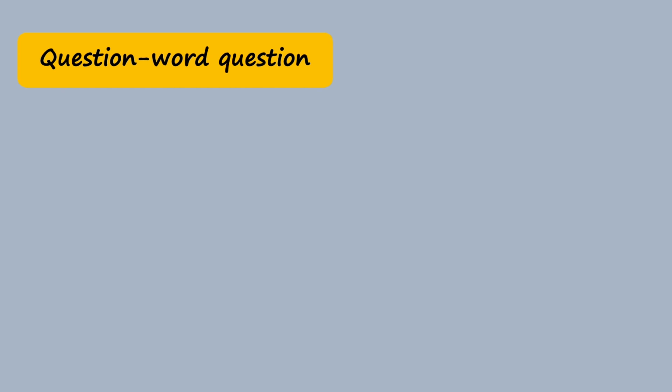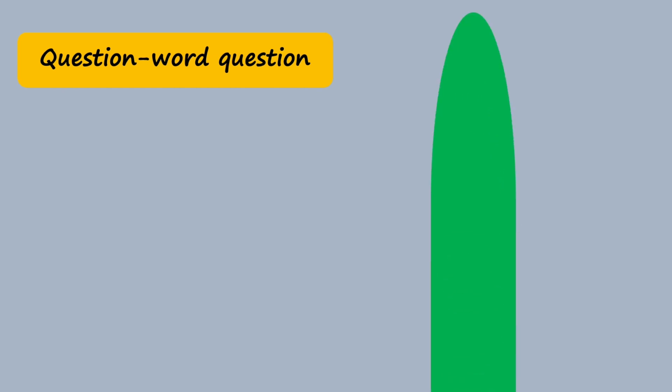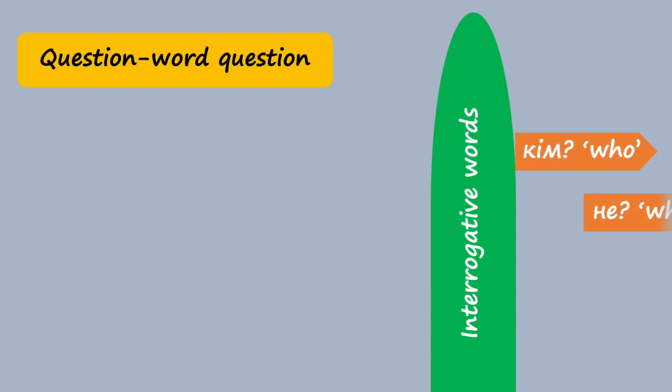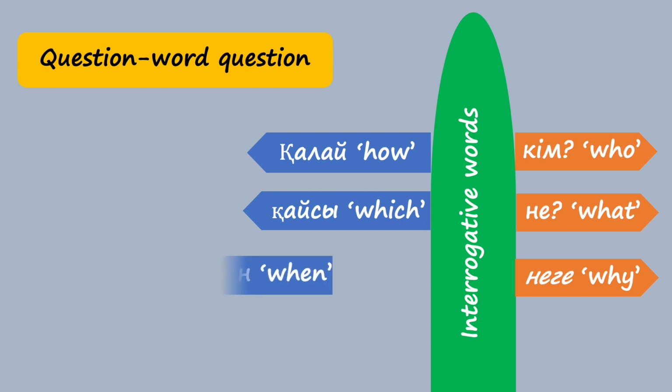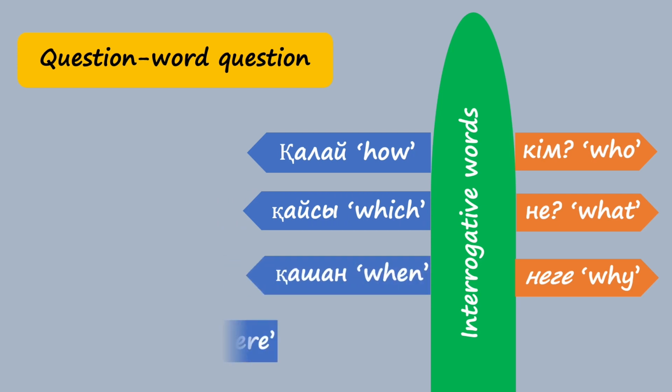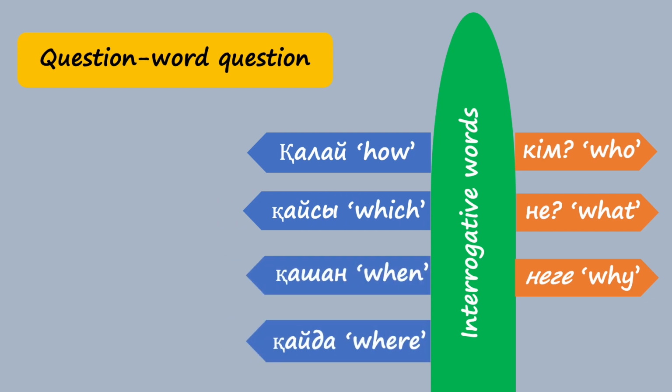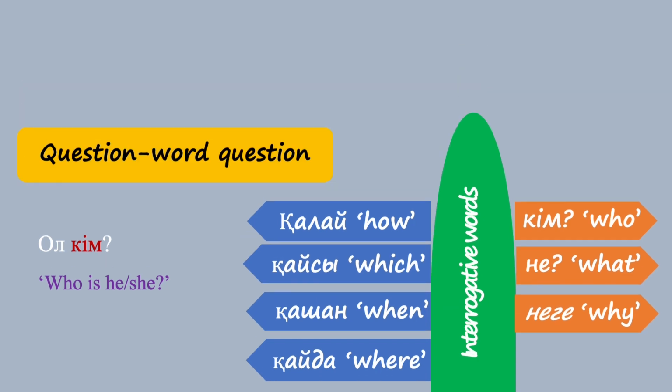Question word interrogative seeks exact information. It is formed with the help of interrogative words such as кім, who, не, what, неге, why, қалай, how, қайсы, which, қашан, when, қайда, where, and so on. For example, "Ол кім", who is she or he.